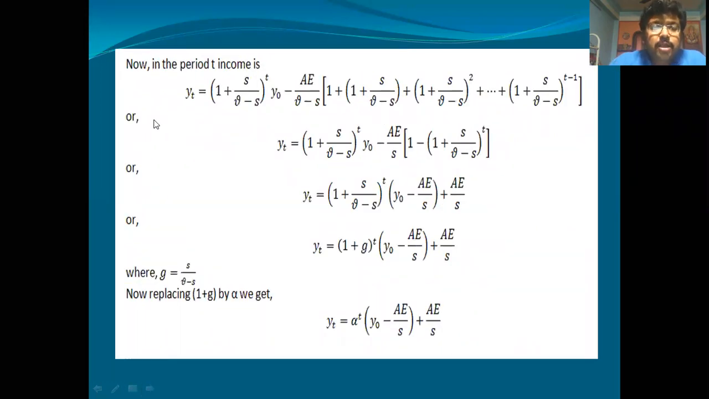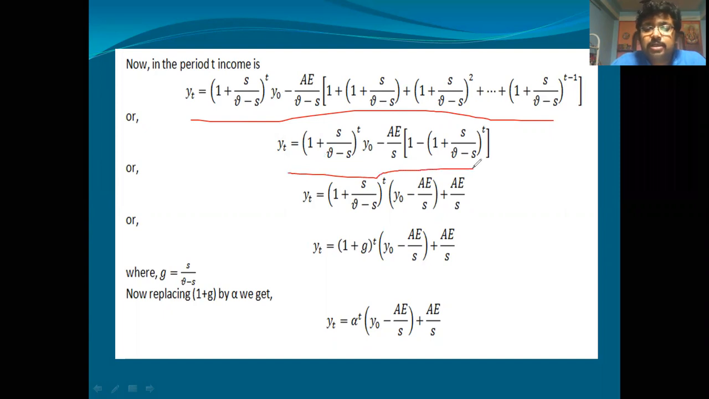Now I am erasing all this marking, and next slide. In this way, the income in period one, period two, period three, period five, period six, and ultimately the income in period t can be found. The same way, just rearrange and rearrange, putting the values of the previous one, we get this. And now we put g in place of this: s by nu minus s is replaced by g. So this is yt, income in period t.